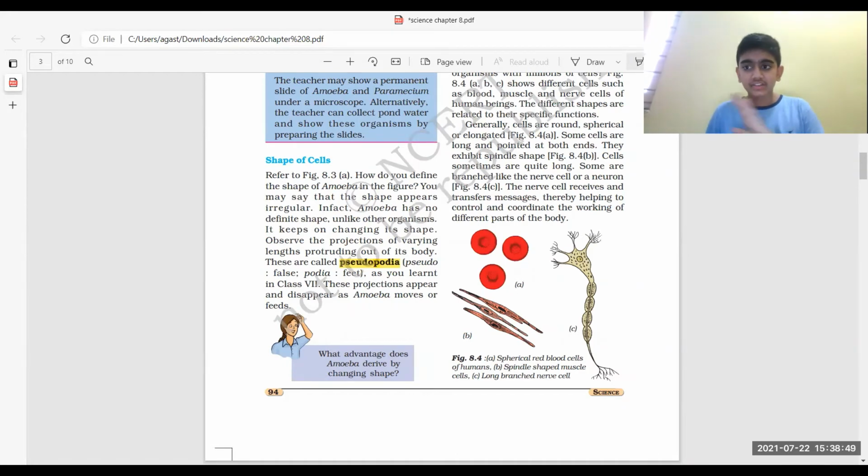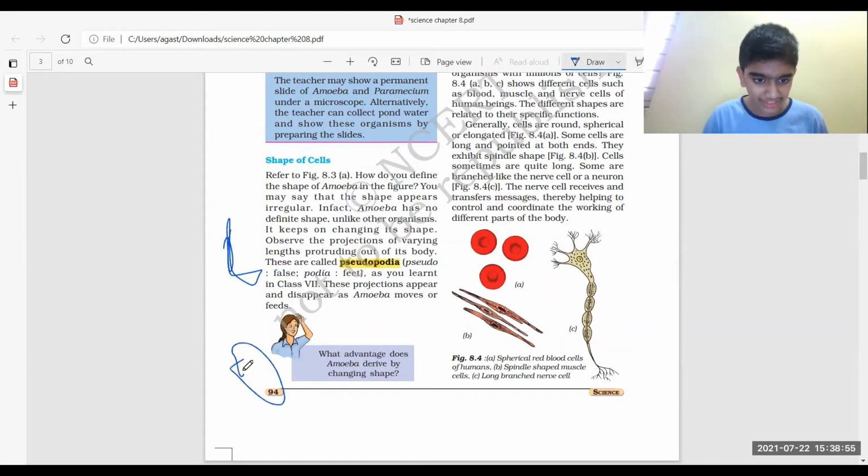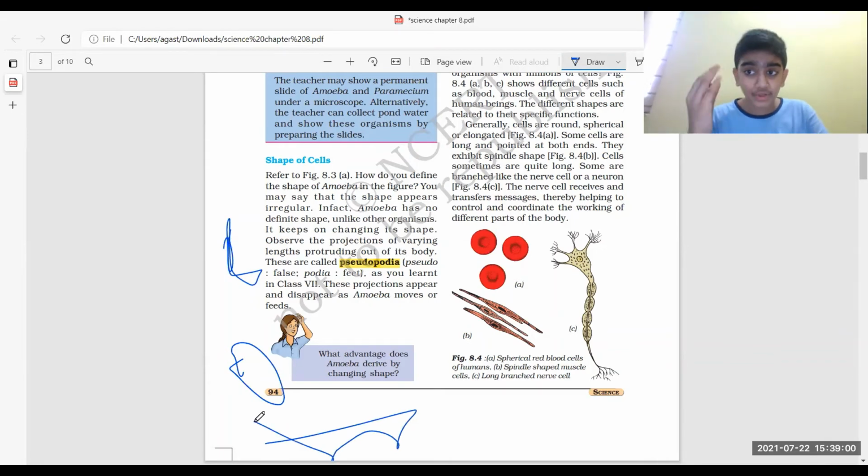Shape of cells. Now, amoeba has no definite shape. We know this. It is totally indefinite. Sometimes it's like this, sometimes something like this, or sometimes like this. Why? Because it has projections called pseudopodia, which means false feet in common language. These projections appear and disappear as amoeba moves or feeds.